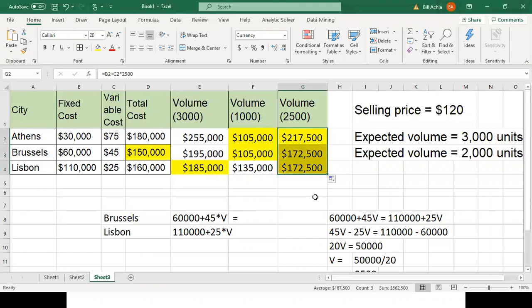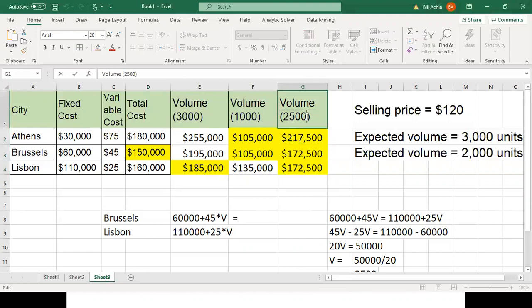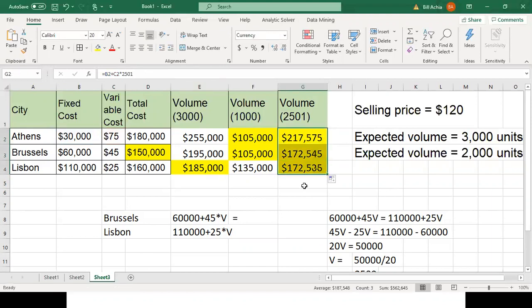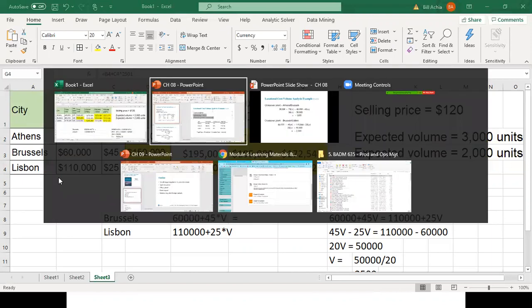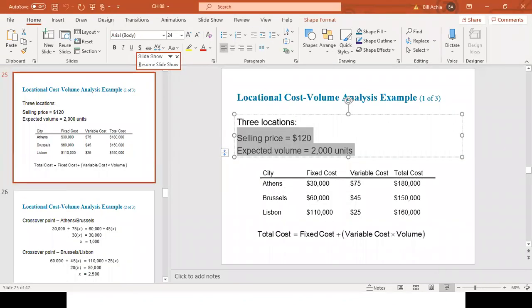Okay, so at a volume of 2,500, our total costs here are the exact same. But if my volume was 2,501, then you'll find that the cost starts dropping. And this is what we end up with. Anything above 2,500, Lisbon becomes a cheaper option. Okay, so that's what we talk about when we look at what's a crossover point.